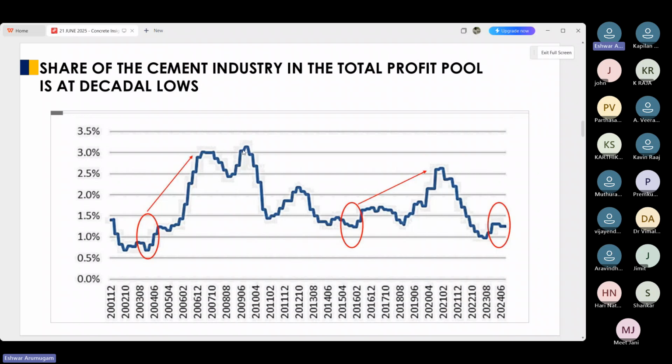Again, from 3%, it decreased to 1.5%, owing to the tepid demand. And it went up again around 2021, when there was a lot of investment in government infrastructure. Plus, the other industries were also facing a little bit of profit decline, so the share of cement profits went up. Now, again, its share is at decadal lows, and the consensus thought is that it has largely bottomed out and has nowhere to go but up from here. So let's move on to the next slide.